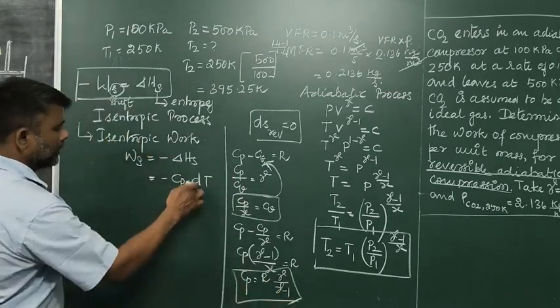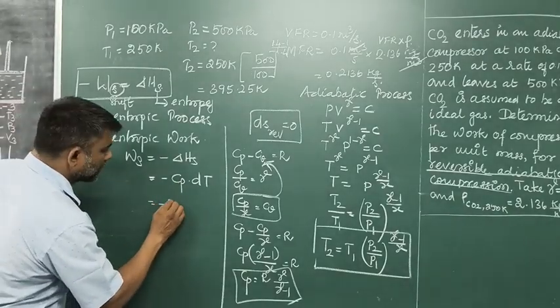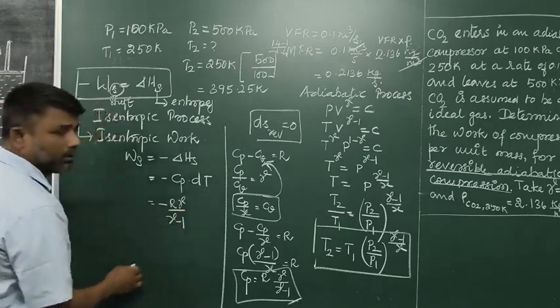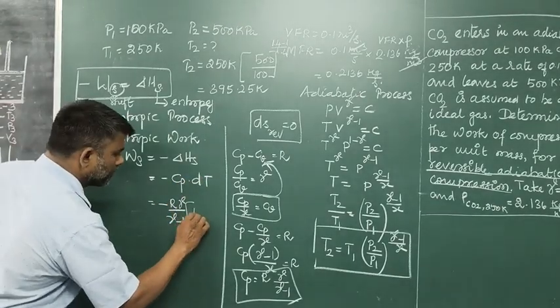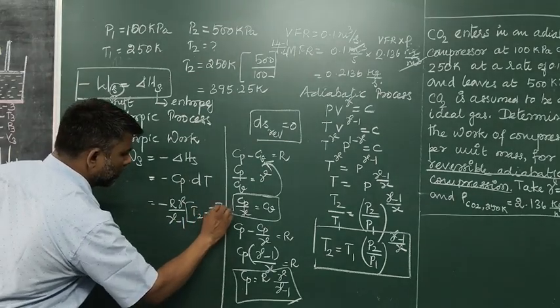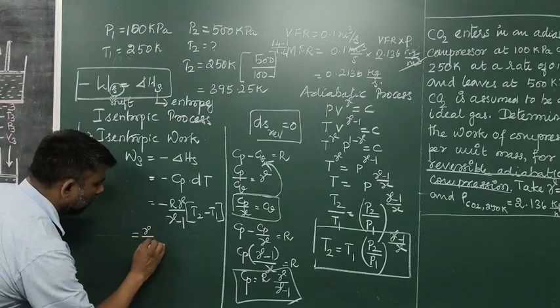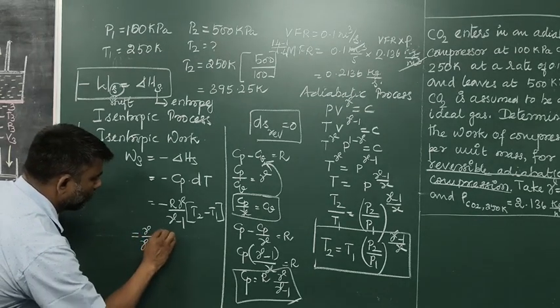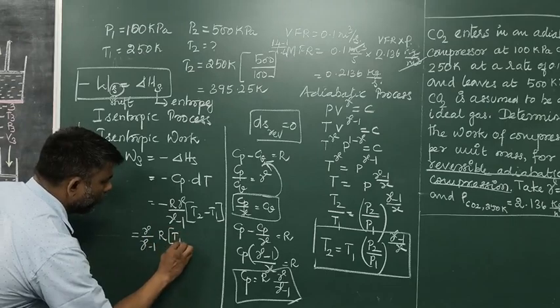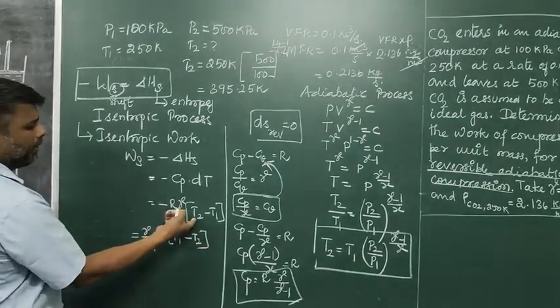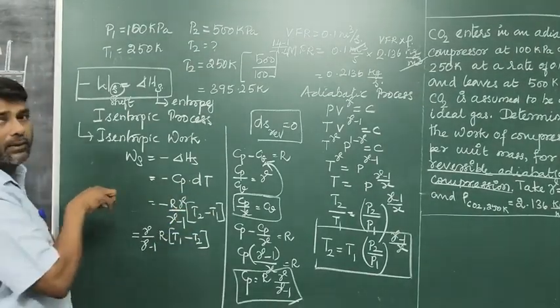Substitute in this information here. So minus of R into gamma divided by gamma minus 1. On integration, this becomes T2 minus T1. Clear? So this equation becomes gamma divided by gamma minus 1 into R into T1 minus T2. In order to eliminate this minus sign, T2 minus T1 becomes T1 minus T2.